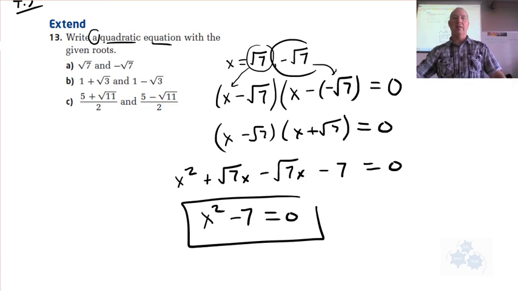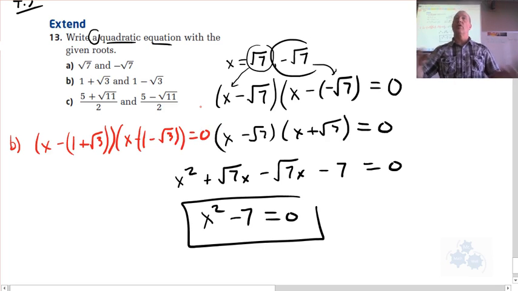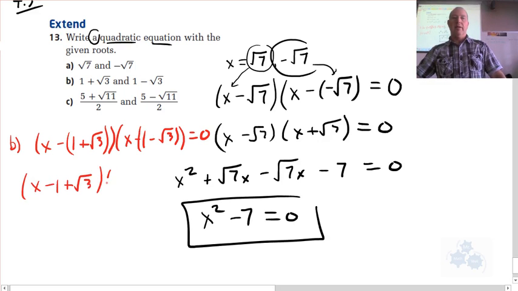So for b, because I know that's the one you're asking about, I'll get you started on b. It's going to be x minus 1 plus root 3. You can use brackets there if you want. And then x minus 1 minus root 3 equals 0. And so expand this out after you simplify. When you multiply these out, you should get a quadratic expression there. It's going to be a little bit tricky. You've got 3 terms here, so you've got to figure out how you're going to do that.